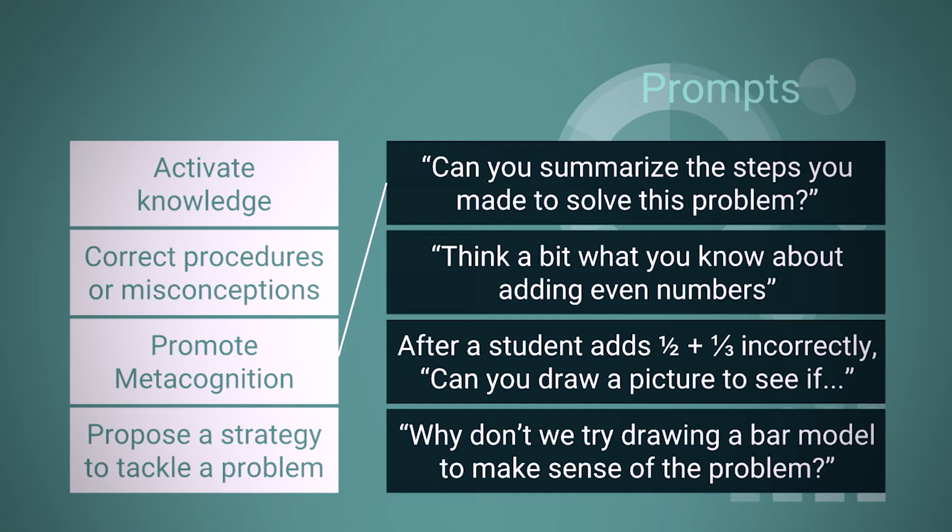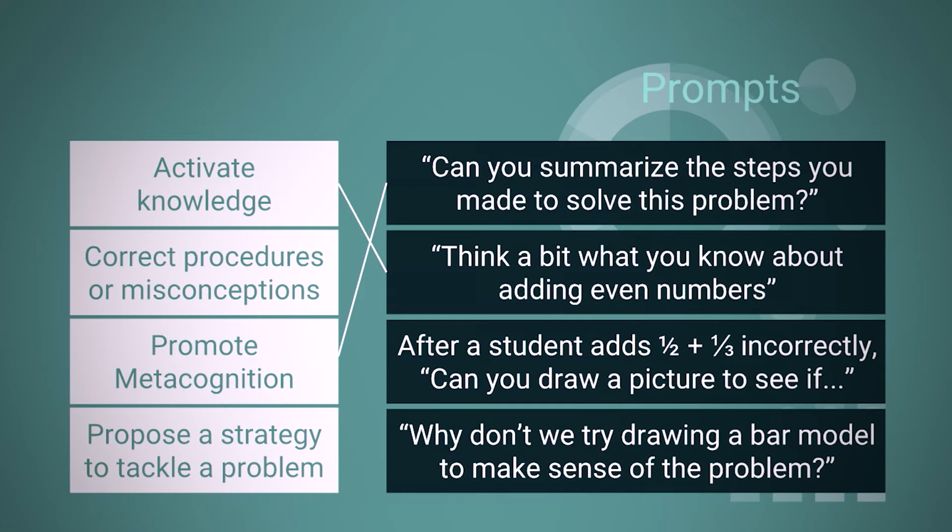The second prompt: think a bit about what you know about adding even numbers. What do you know about even numbers? What do you remember? That belongs to the activate knowledge category. He may be struggling with this, but you know the student has this background knowledge. This was covered in a previous lesson, or you just know he probably has it. So you're just prompting, saying, think a bit, what do you know? Then the student could actually remember that when you add two even numbers, the result is even. And then you could keep going with your discussion.